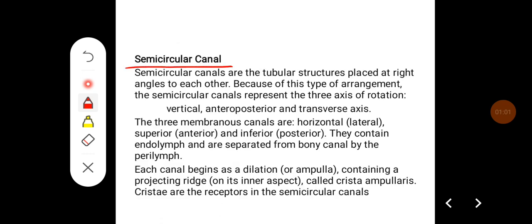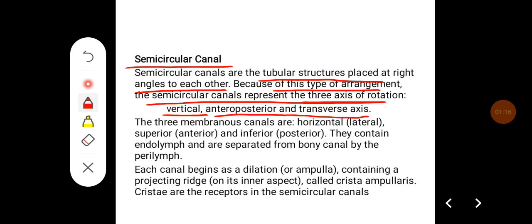Semicircular canals. Semicircular canals are the tubular structures placed at right angles to each other. Because of this type of arrangement, semicircular canals represent three axes of rotation, that is vertical axis, anteroposterior and transverse axis. The three membranous canals are horizontal, that is lateral, superior or anterior, and inferior, which is posterior. They contain endolymph and are separated from bony canal by perilymph.